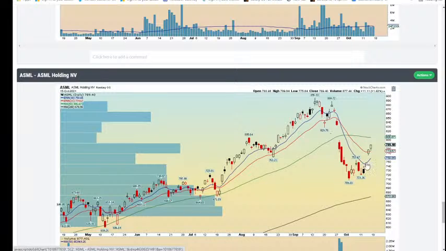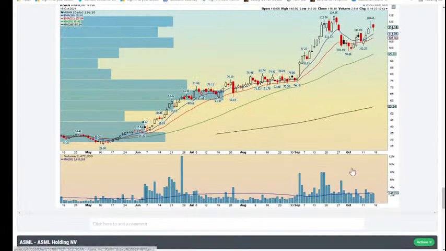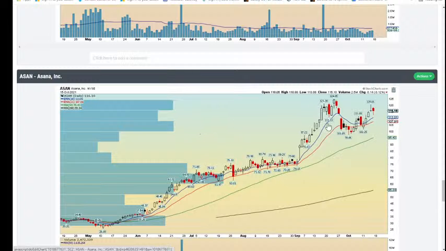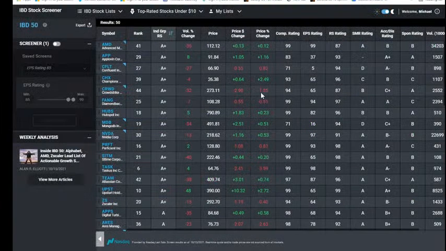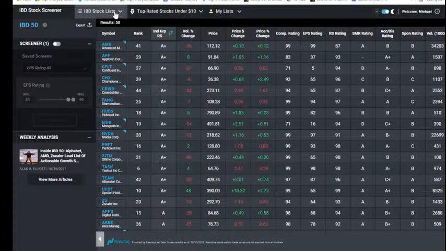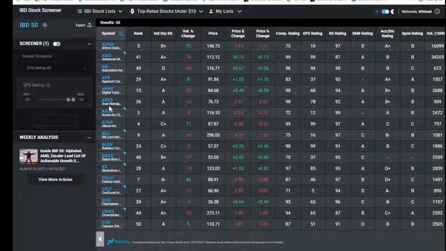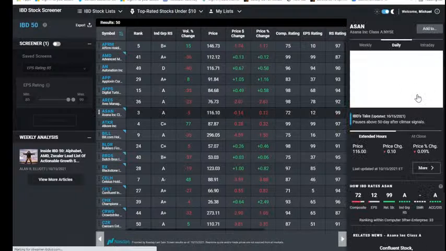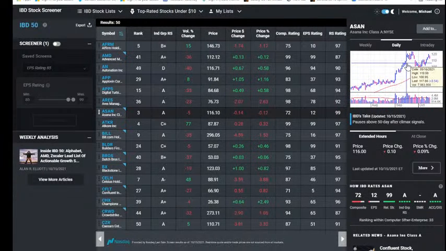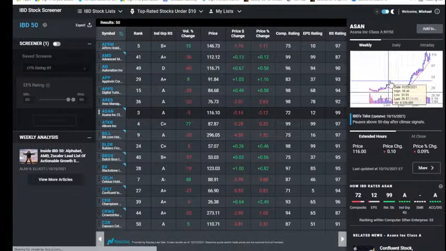ASML, semiconductors. The other thing I like to look for is if there are some stocks that are setting up, then I'll go ahead and look at that sector and then I'll drill down. I'll show you how you do that. So let's take Asana, nice cup and handle. What I'll do is go back here. You could sort these by symbol, and then you can look at Asana. You can click on it. What's nice is it'll give you this little chart here. So you can look at some of the price action intraday, and then we can flip to the weekly.